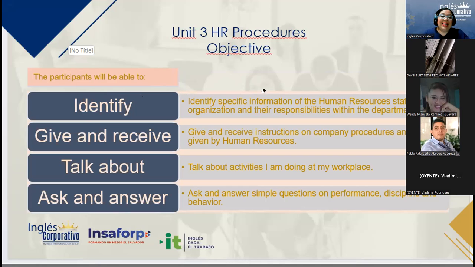It means not only information, but vocabulary related to HR. Okay, give and receive instructions. Oh, that's a very good point, right? Instructions given by human resources. Wow, we need to talk about activities that I am doing at my workplace. Activities that you are supposed to do in your workplace, that you are hired for.